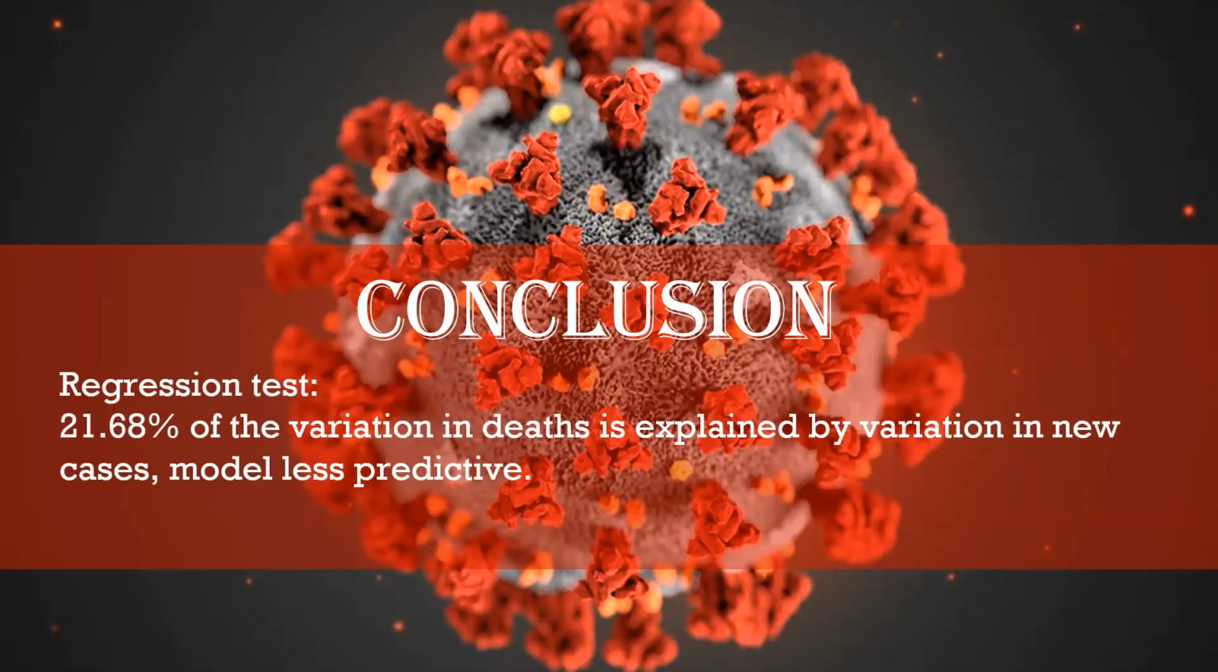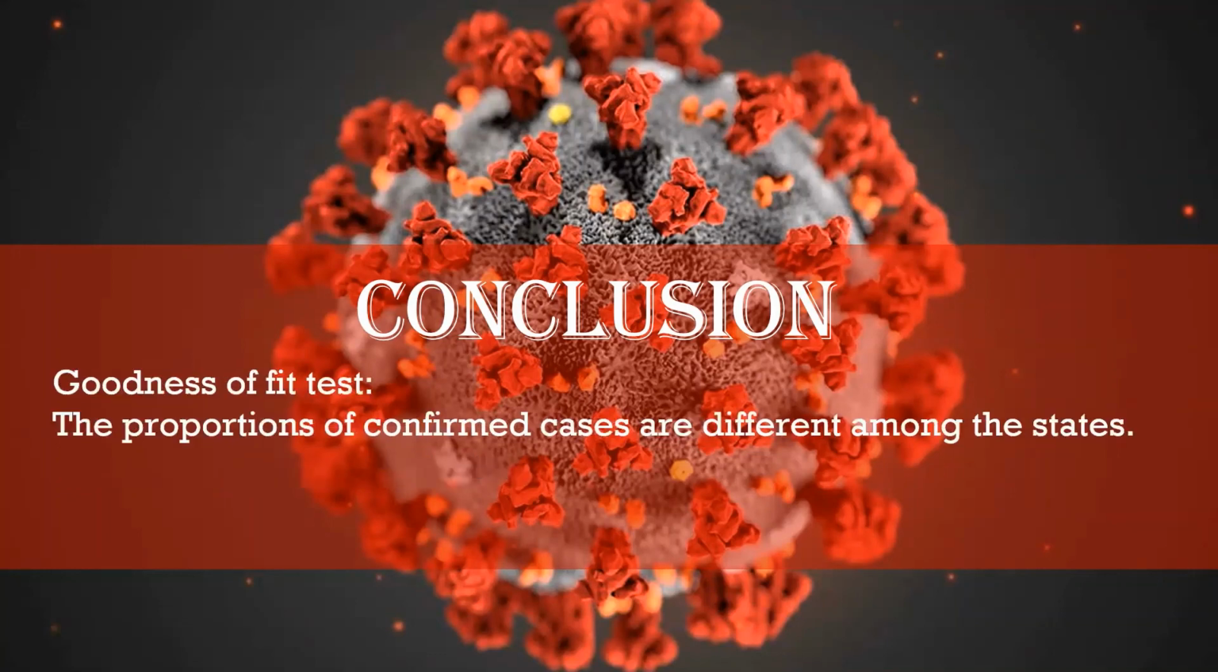And the result of regression shows that only 21.68% of the variation in deaths is explained by variation in new case. So the above analysis also implies that new case is not a good predictor. It may not be a good model as it is less predictive. The goodness of fit test result shows that the proportion of confirmed cases is different among the states, and this may be due to new clusters detected in different states, which may result in some areas having relatively higher cases compared to others.